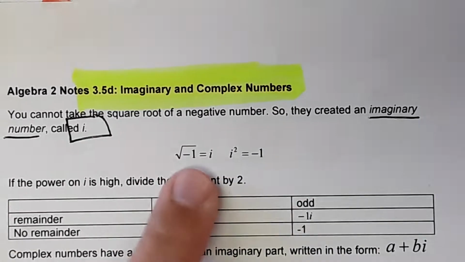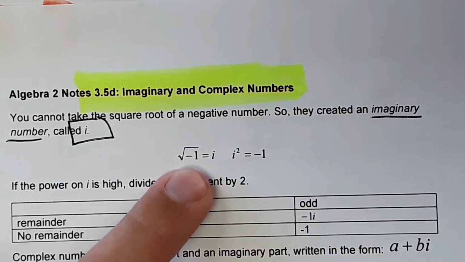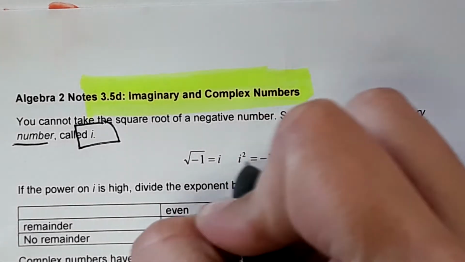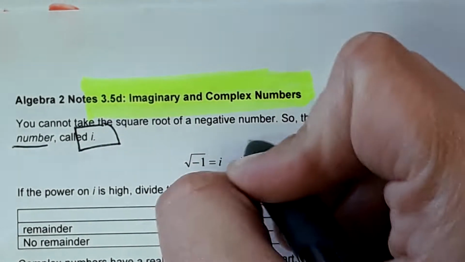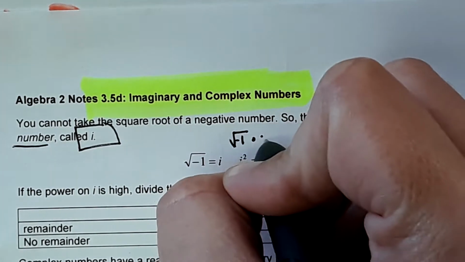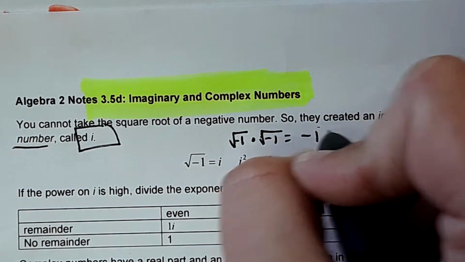Here are a couple examples. i is equal to the square root of negative 1. And then i squared: since i equals the square root of negative 1, i squared would be the square root of negative 1 times the square root of negative 1. So therefore that would just be negative 1.